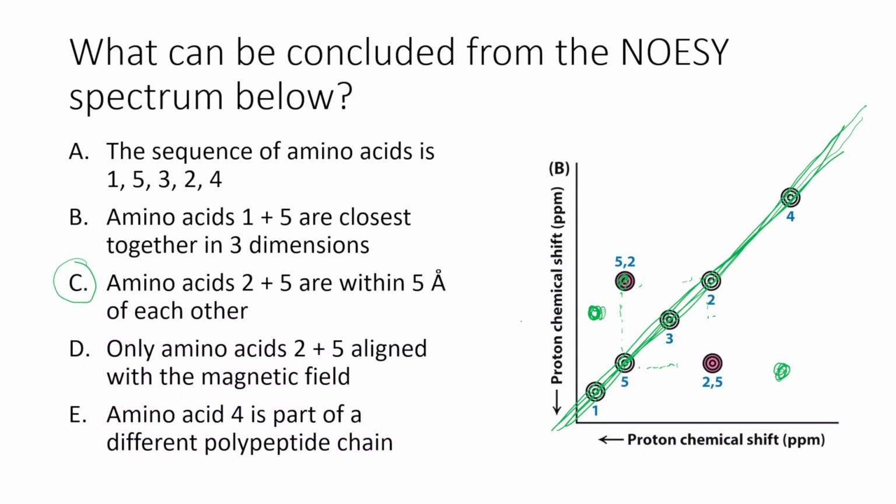Okay, cool. Are both sides of the diagonal identical? You mean like the y equals x line? Yeah, like every time you see a dot above, you see an equivalent dot below. Yeah, it should be. I'm sure there are cases when it's not, but in theory, yes, they're the same. Any other questions about NOESY?